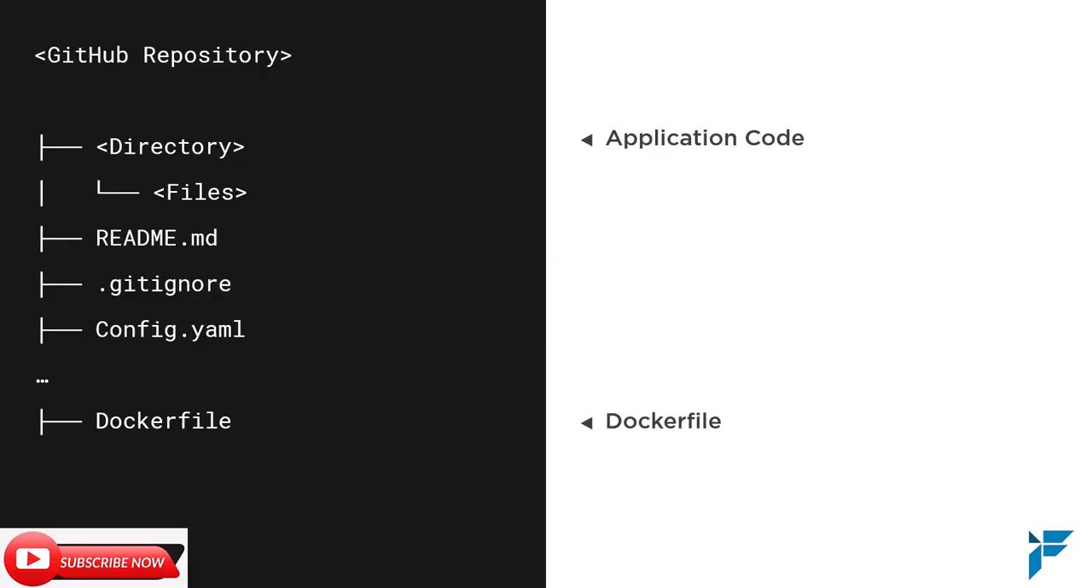So just to give you an idea of how to use Jenkins files and how to include a scripted pipeline with your code, we're going to take a look here at a sample of a GitHub repository. Really, it's a mock of a GitHub repository. You've got your application code, your README, git ignore, maybe a Kubernetes configuration, some other stuff, and a Docker file.